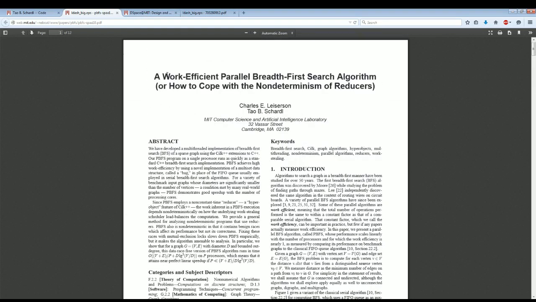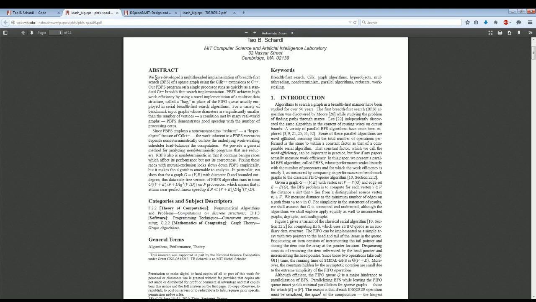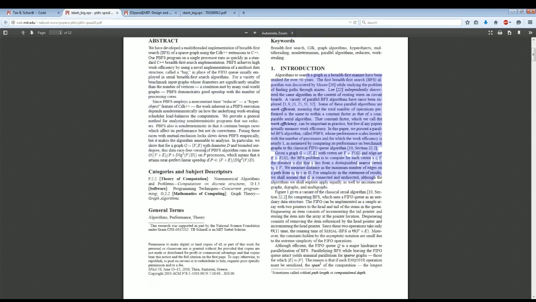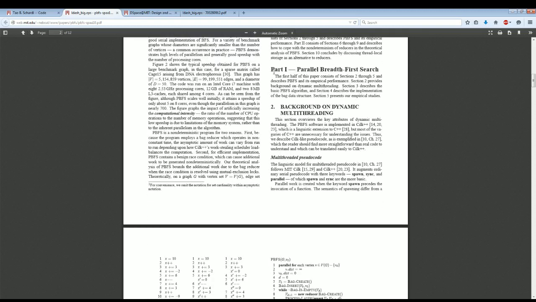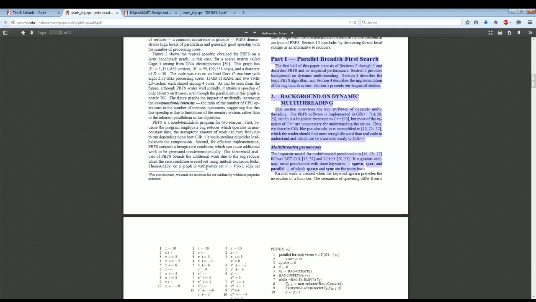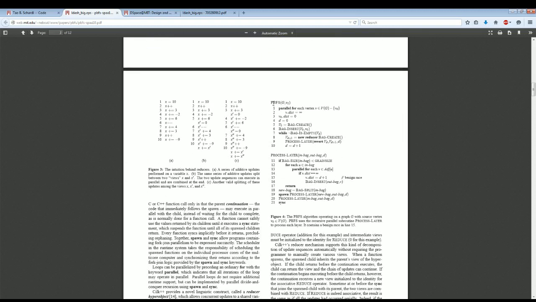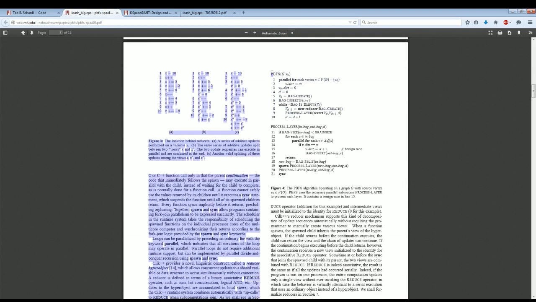It's a 12-page paper which introduces the algorithm. It gives you a really good explanation in the abstract and the introduction. It goes straight into its results, where it shows the speedup based on the number of processors versus different types of breadth first search algorithms. It gives you a simple serial implementation of breadth first search, the one that they're comparing it to, and then just dives right into the code and tells you about how they're doing it in parallel.